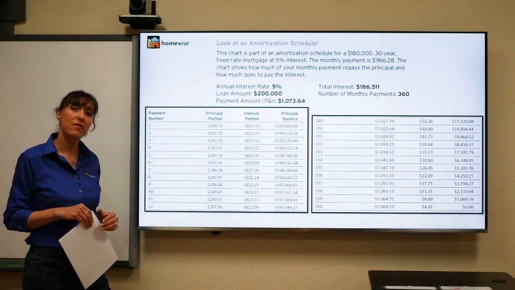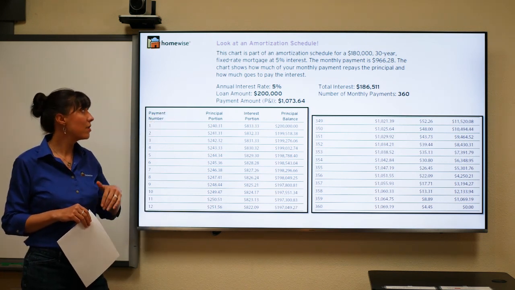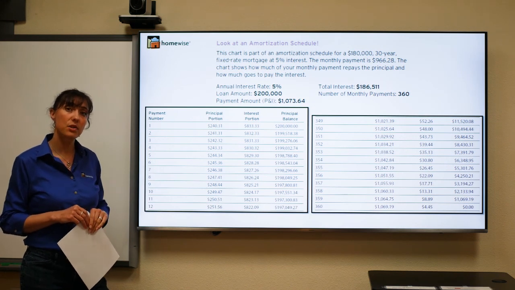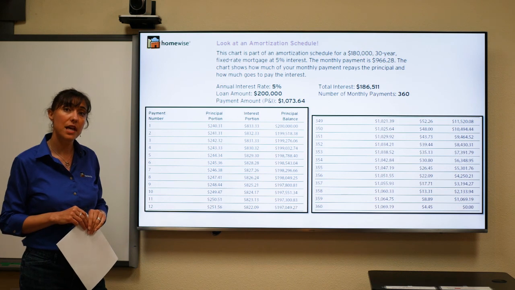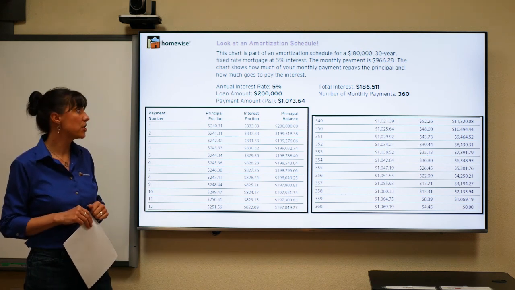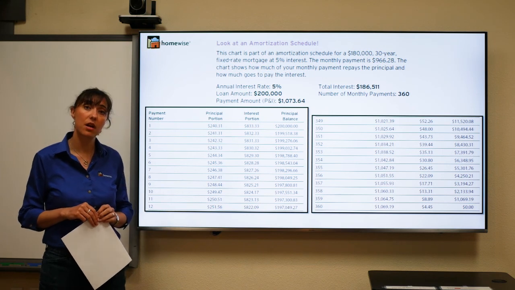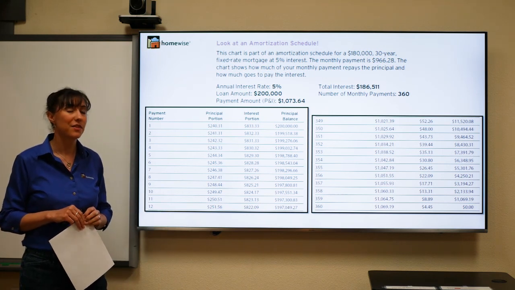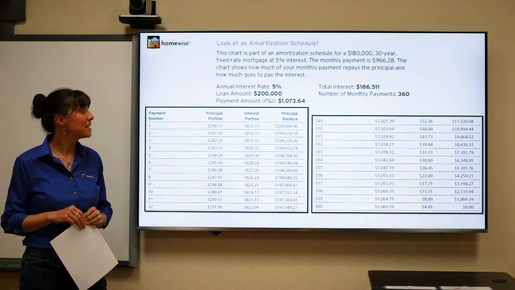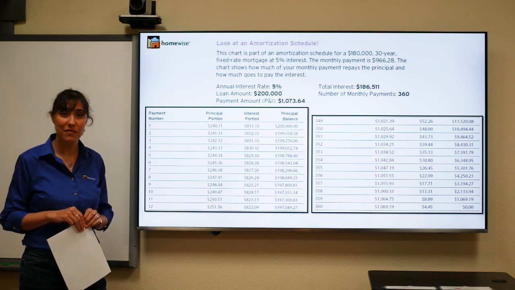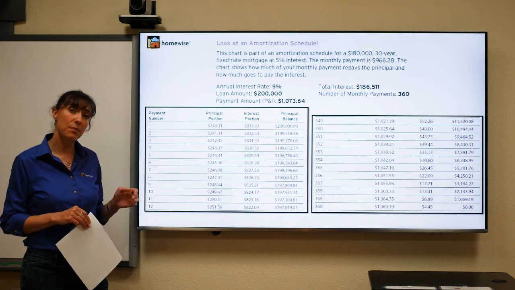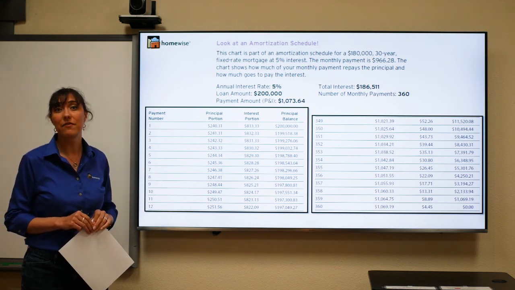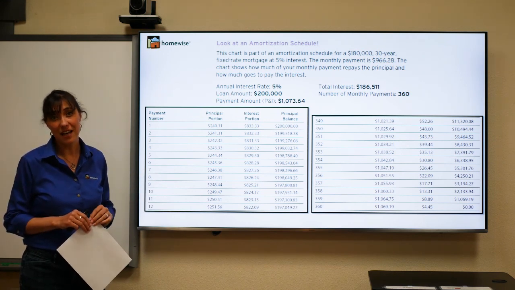Here we have a little bit of information about this loan. We've already discussed that it has an annual interest rate in this example of 5%, a loan amount of $200,000, and a payment amount, just that principal and interest portion, of $1,073.64. For the sake of ease, let's just call it $1,073. That $1,073 in this example is the same as our $1,550 in the previous slide.